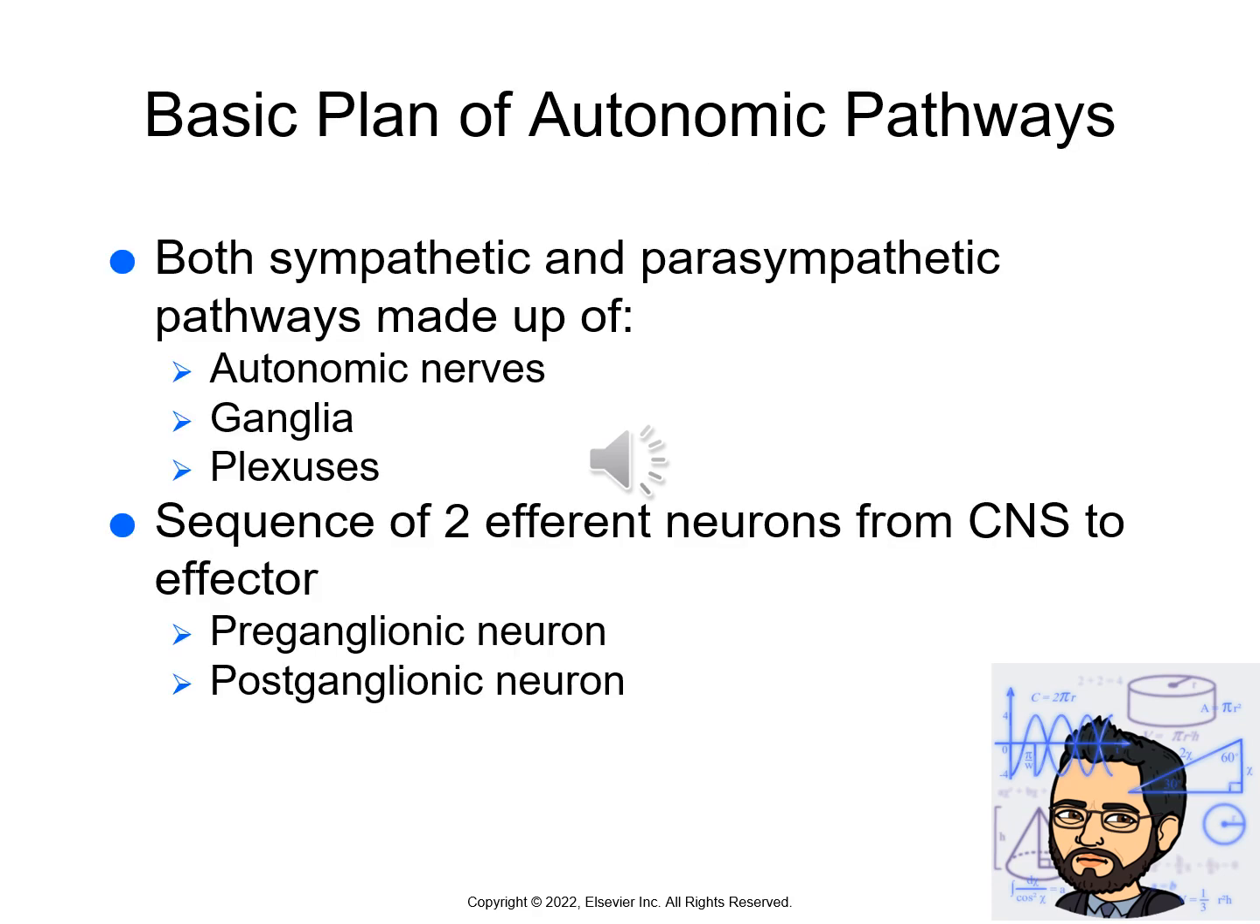So we mentioned that the autonomic nervous system controls involuntary functions through two main pathways, the sympathetic and parasympathetic, and both are involved in a sequence of two efferent neurons. So you've got preganglionic and postganglionic. To start off with the preganglionic, those originate in the central nervous system and send a signal to the ganglion. The postganglionic neurons pick up the signal from the ganglion and transmit it to the target organs.